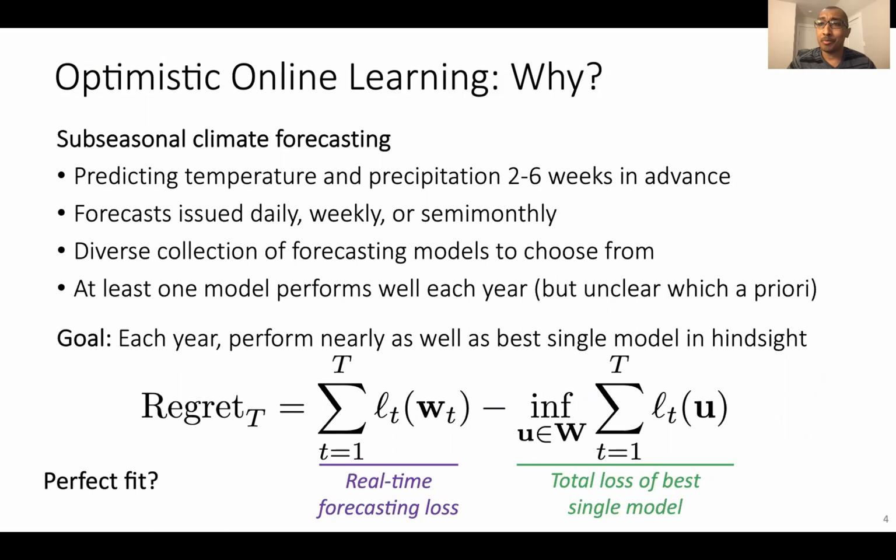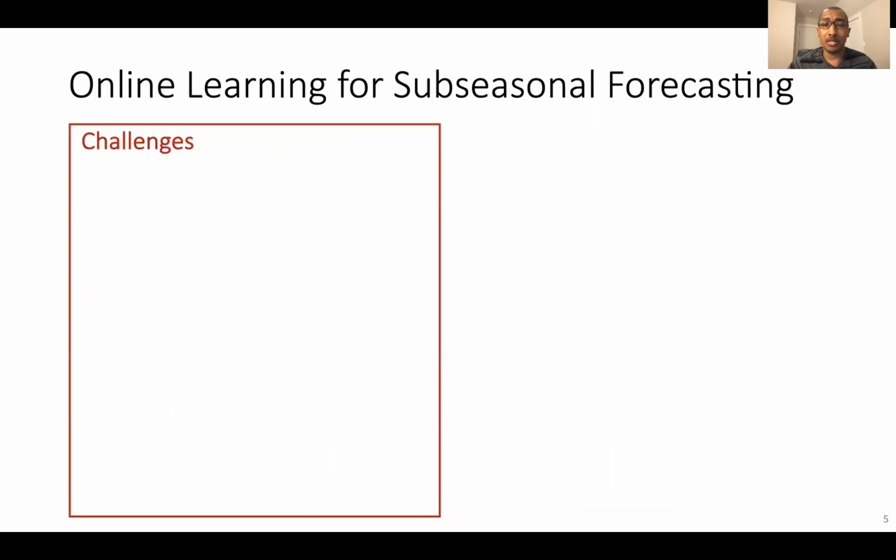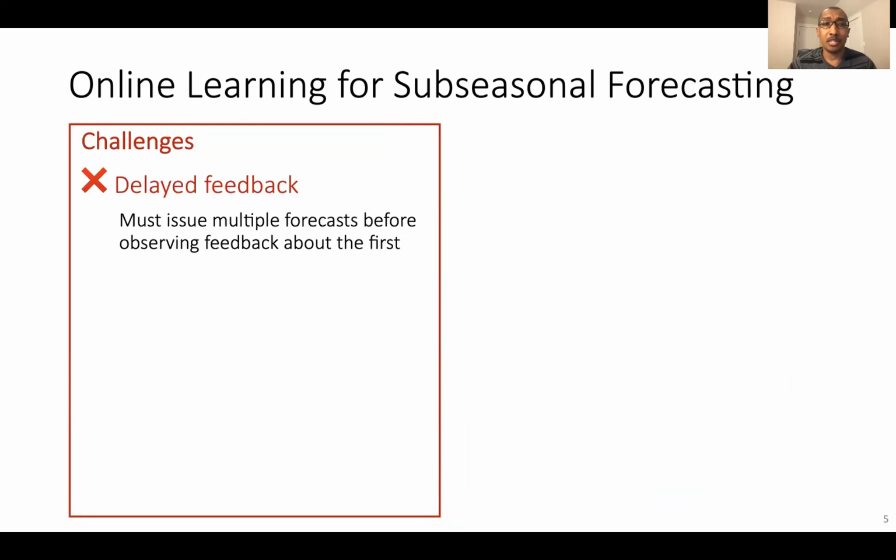So this might seem like a perfect fit for online learning. Here, the regret is the difference between our real-time forecasting loss and the total loss of the best single model. So this is a promising approach, but it also has a number of challenges when we think about deploying it in practice. First, real subseasonal forecasting has delayed feedback. You actually have to issue multiple forecasts before you receive any feedback about your first forecast.